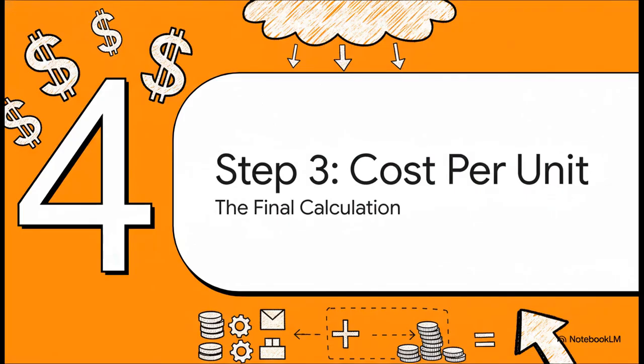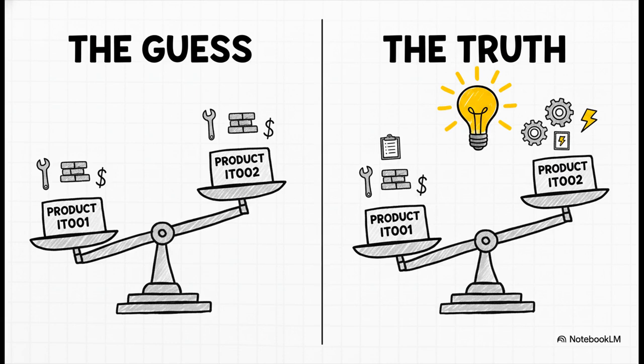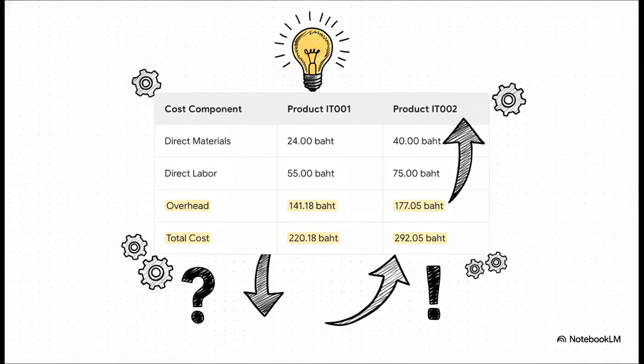We are so close. For our final step, we're going to take these big overhead numbers we just found, put them together with our original direct costs, and finally get the answer to the question we started with. So if you remember, we started this whole thing thinking product IT002 was the expensive one. But now after all of this digging, it's time for the big reveal. Let's see the truth.